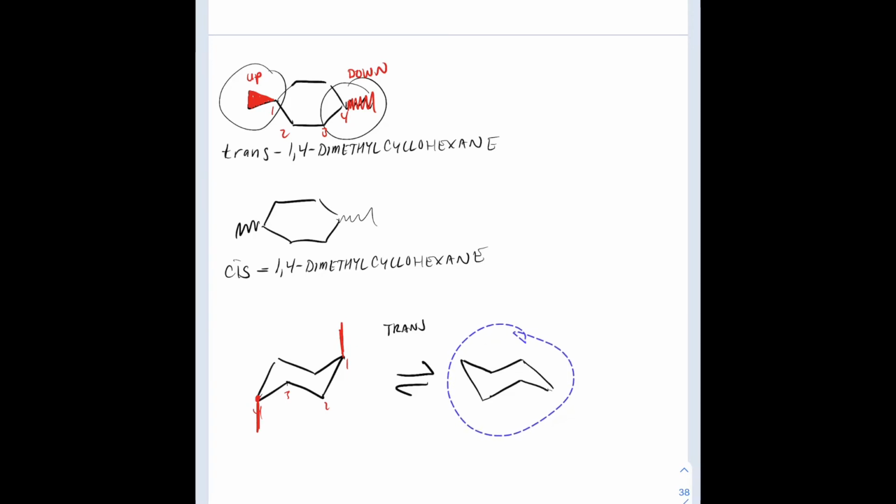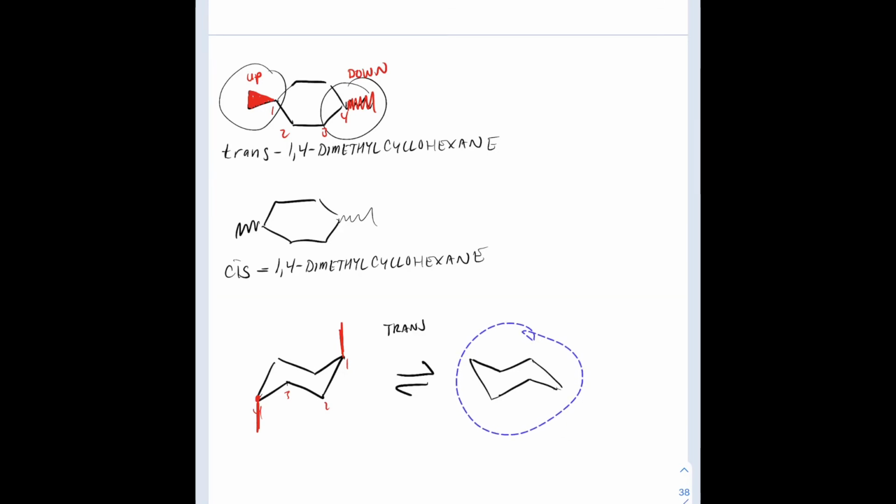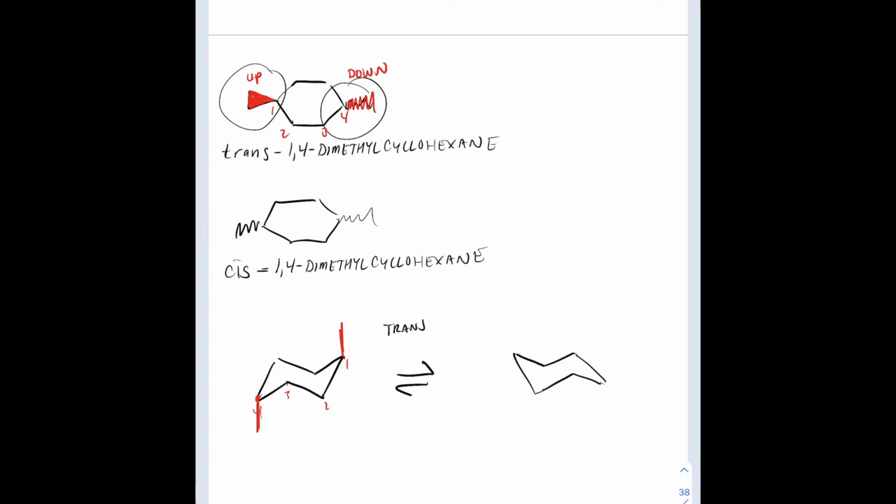So when we do a chair flip on this trans-1,4-dimethylcyclohexane, then we are a frozen iPad. So hold on, there we go. Got to give myself a little bit more room. What we're looking at now is this is the 1 position and this is the 4 position. Okay, let me get that undone. So 1, 2, 3. I'll put the 4 in there.